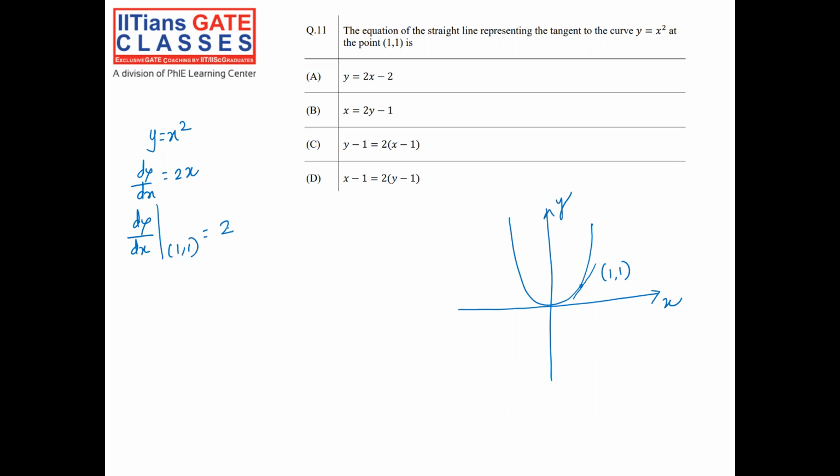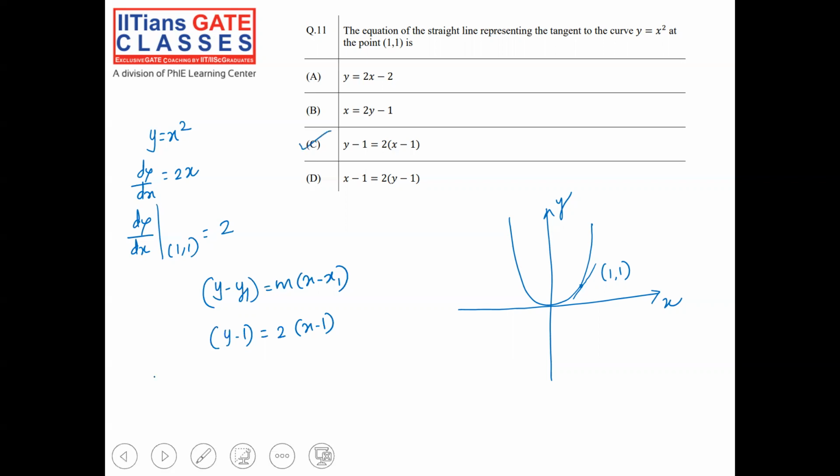is 2. Equation of line we know is represented by formula y minus y1 is equal to m times x minus x1, where x1, y1 are the points through which the line is passing and m is the slope of that line. So as we know all these things, we can directly say y minus 1 is equal to 2 times x minus 1 is the equation of tangent. So as we can see, option C is correct in this case.